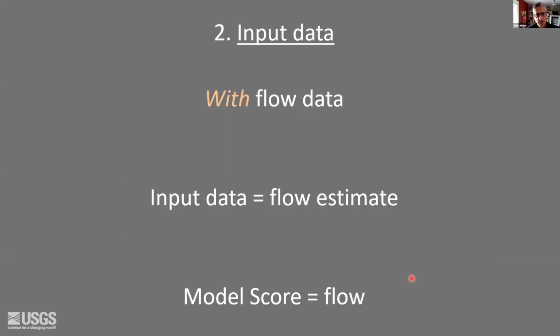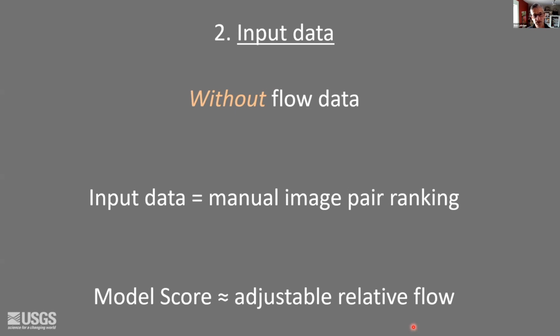The input data, as I mentioned, if we do have flow data, which sometimes there's imagery at existing gauges, or people have their own flow data, the input data into the model can be the flow estimate itself, and the model score, what we get out of the model, will be an estimate of flow itself. So that's a good case, but again, it's not going to be very useful if we have to have flow data everywhere.